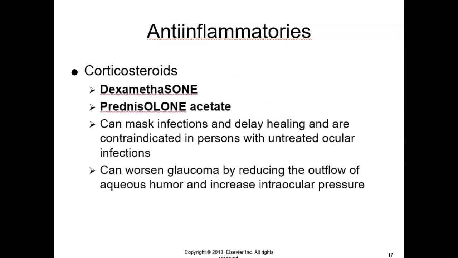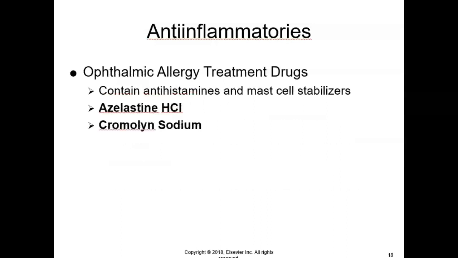Another category of anti-inflammatories you need to be familiar with are corticosteroids. Again, not the first time you've heard about these. We recognize these corticosteroids because of their endings, sone and solone. Dexamethasone and prednisolone are the two that you're required to know for this chapter. Corticosteroids can mask infections and delay healing, and are contraindicated in people with untreated ocular infections. Also, it's very important to remember that corticosteroids can worsen glaucoma by reducing the outflow of aqueous humor and increasing intraocular pressure.